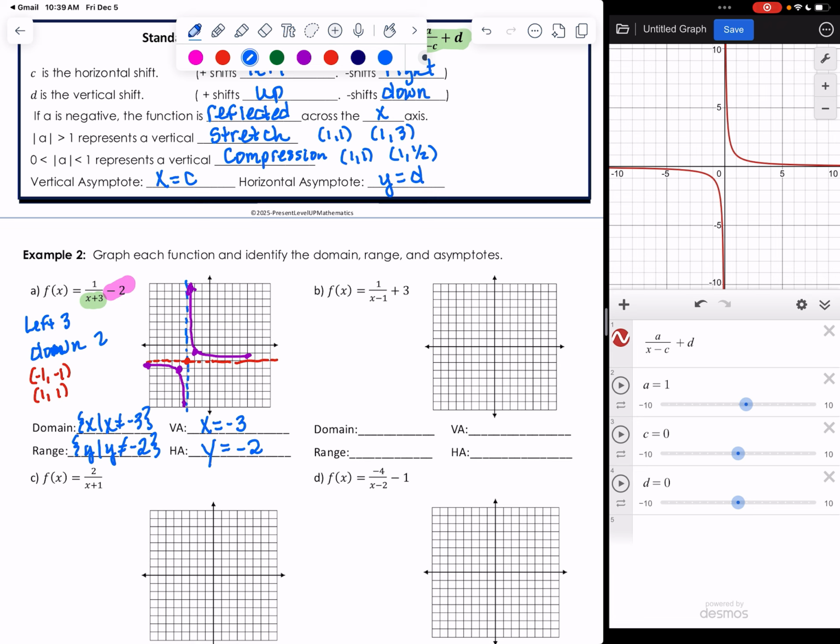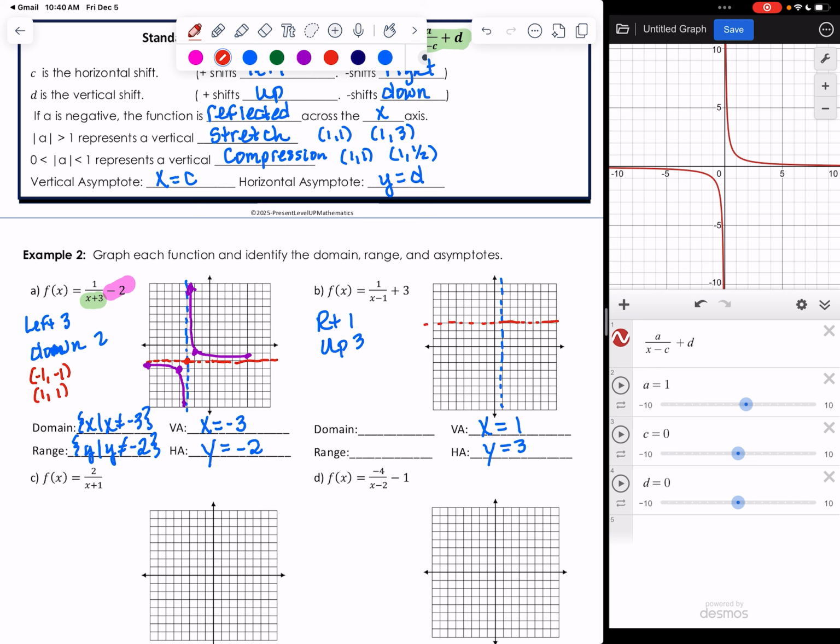We have f of x equals 1 over x minus 1 plus 3. So this graph is going to move right 1 and up 3. That means our vertical asymptote will be at x equals positive 1. So let me draw that in. And our horizontal asymptote will be y equals positive 3. Let me draw that in. 1, 2, 3.